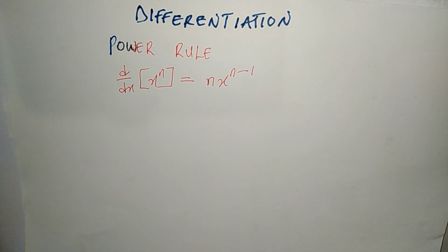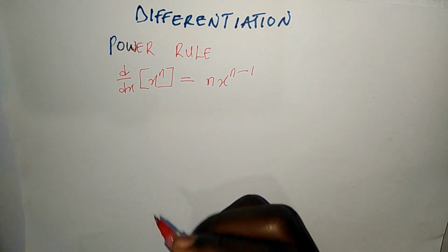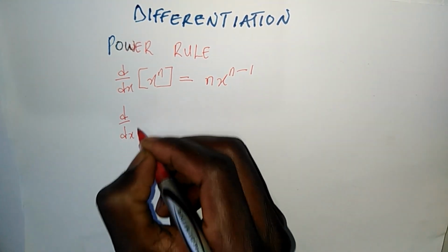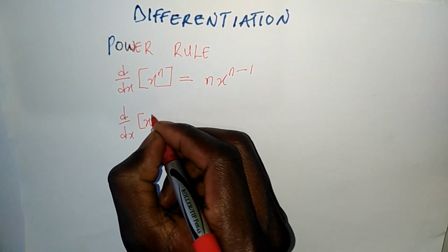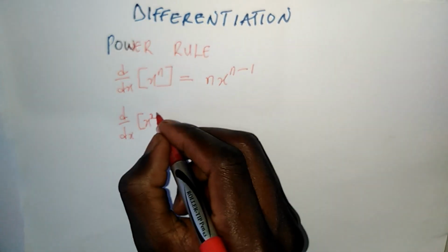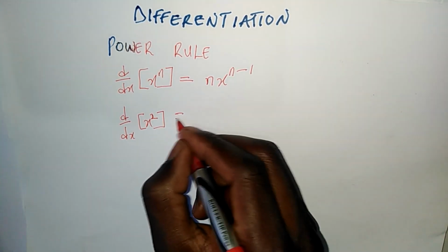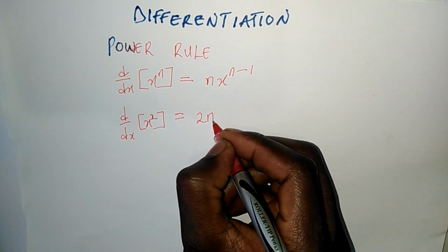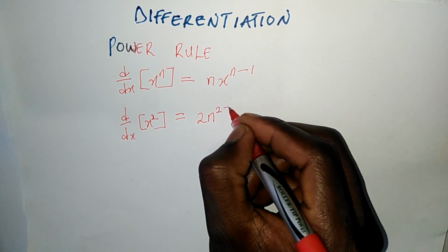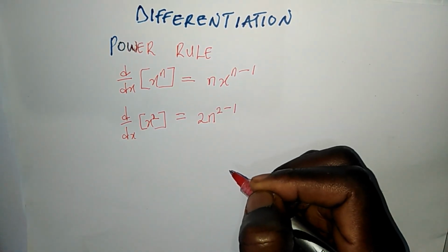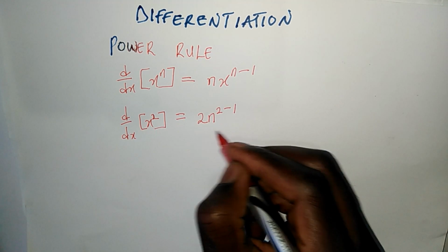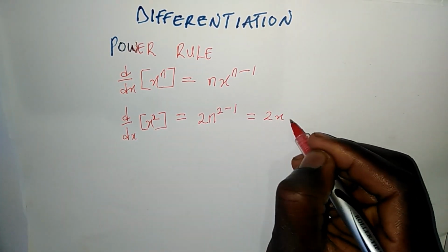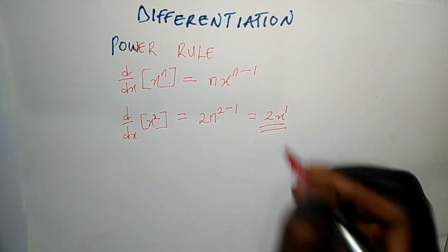So let's take for instance, you are asked to find the derivative of this particular function, d over dx of x raised to power 2. To find the derivative of this function, you take that 2 to be n. So you bring down the 2, then you say 2 minus 1. Therefore, we will say 2x raised to power 1. This is our final answer.